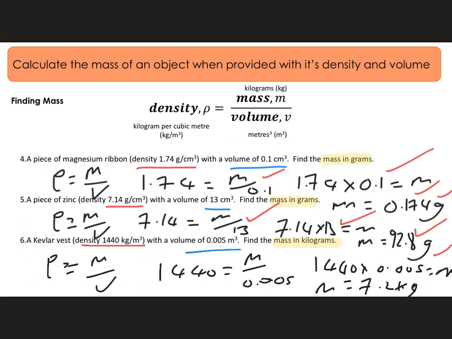So again, we're going to run through the marking here. We get a mark in this case for putting the numbers in, so 1,440 equals mass over 0.05. We get a mark for rearranging to get 1,440 times 0.05 is our mass. A mark for the correct answer of 7.2, and then a mark for our units, which is kilograms.